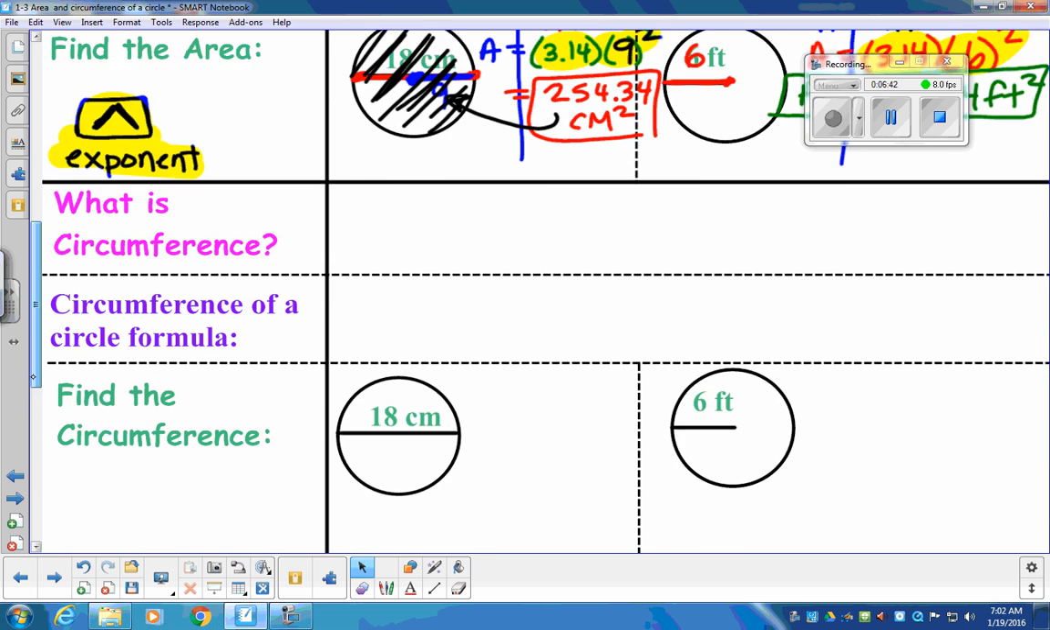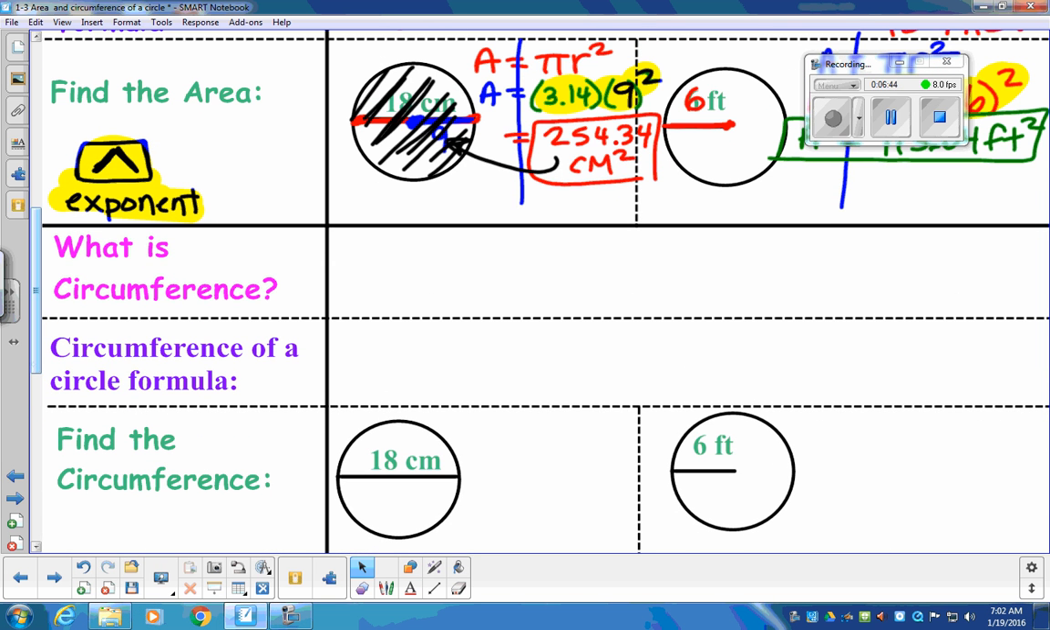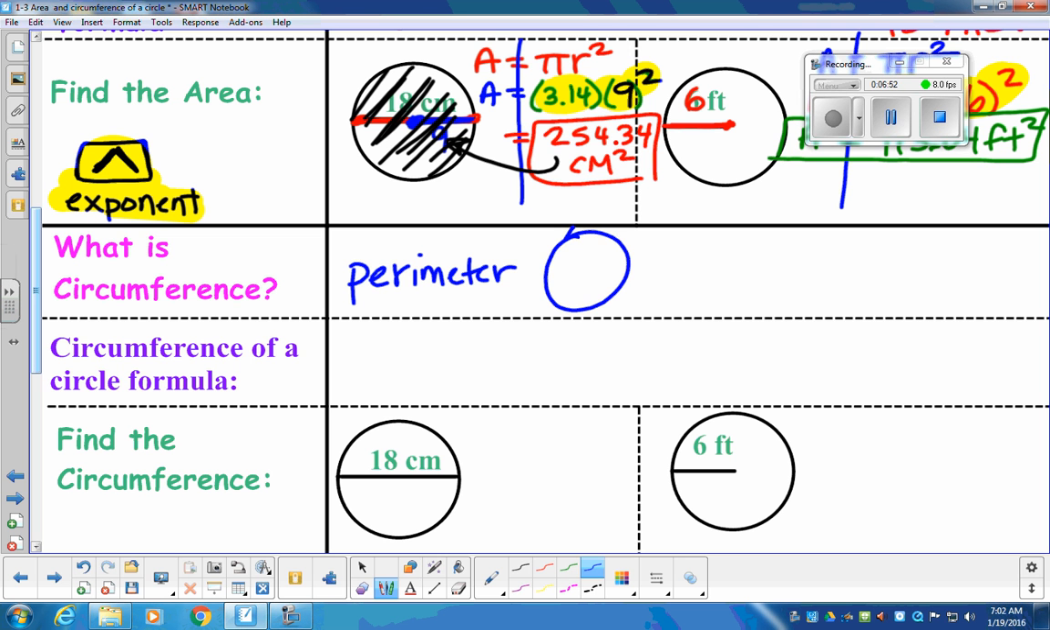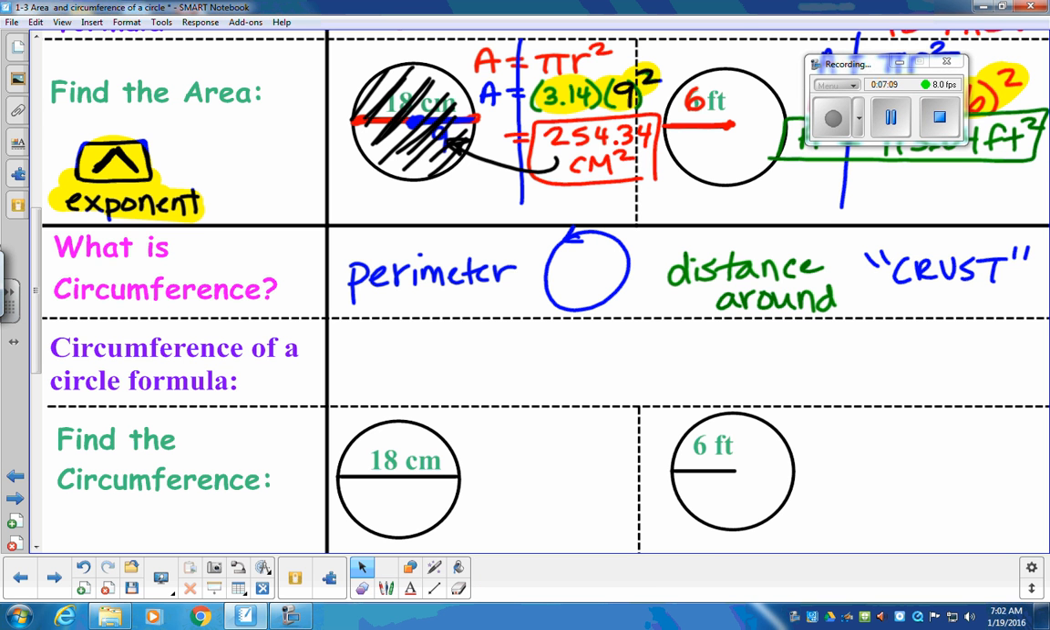We're going to transition now to something called circumference. When I need a circumference, I'll just use pi d. A circumference really is a perimeter of a circle, but we call it the circumference. So it's really the distance around. In this particular work that we're talking about today on circles or pizzas, we're really going to talk about the crust of the circle.